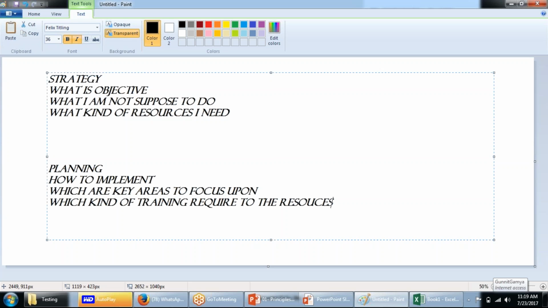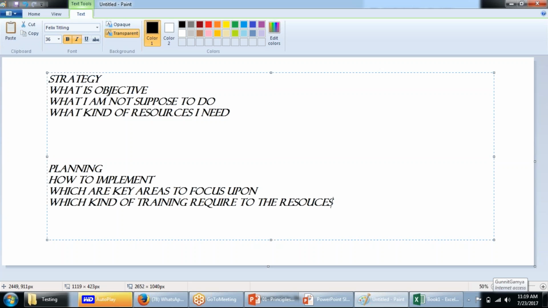Strategy means you have made some objective. You know what you are going to achieve. That is your strategy. Planning is how to implement it to achieve your objective, which key areas you need to focus upon, and which kind of training is required for the resources. So this is the general difference between strategy and planning.